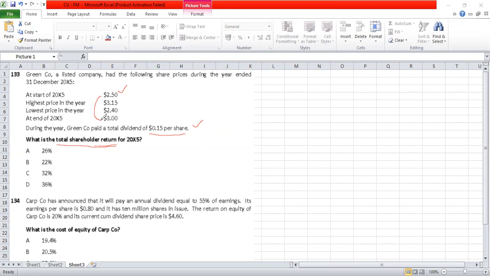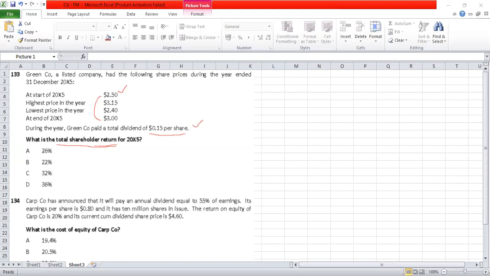How much is the benefit? The difference in the price. While investing, he's invested only 2.5. Then at the end of the year, the value has risen to 3. So that difference is the capital gain. He's investing 2.5. He would get 3. So there are two returns. One is the difference in the capital value, and the second one is the dividend return. There are two types of returns which he is entitled to.